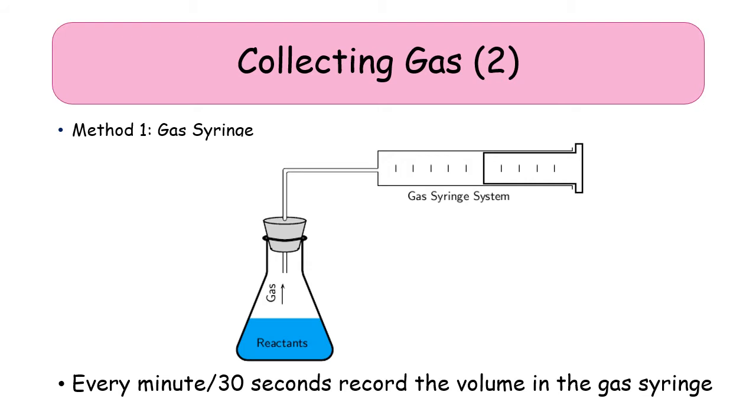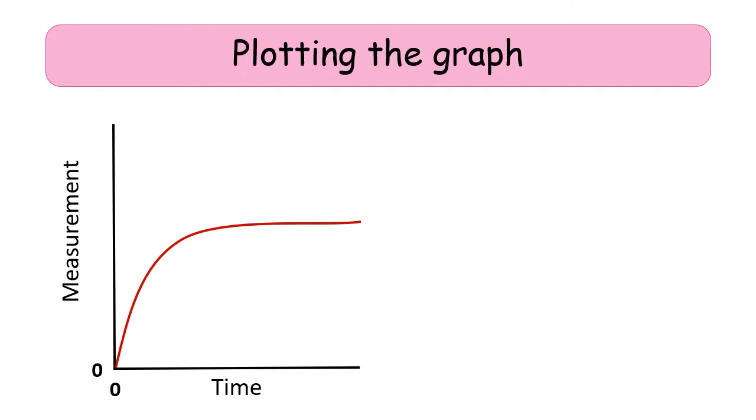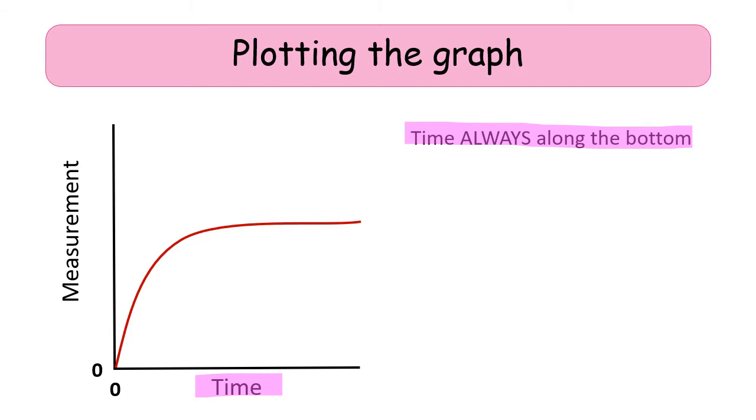Now, for these two experiments, if you were to plot your results, you would get a graph that looks like this. So your time would be every minute or every 30 seconds, and your measurement would be the volume of gas. The measurement, the thing that you measure, is always on the y-axis, and your time is always along the bottom.